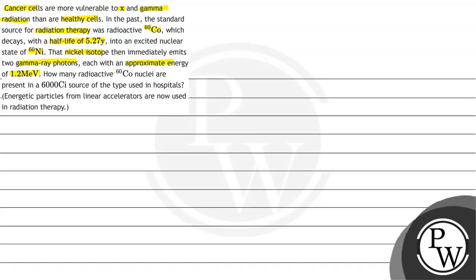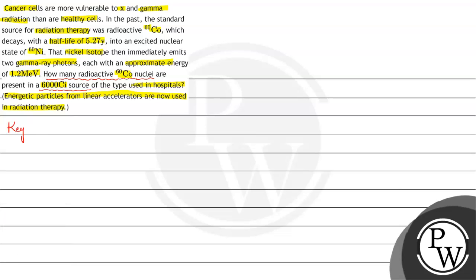How many radioactive 60 cobalt nuclei are present in a 6000 Ci source of the type used in hospital? Energetic particles from linear accelerators are now used in radiation therapy. So what is asked from us is that we have to find the number of radioactive 60 cobalt nuclei present in a 6000 Ci source. Okay, so let us first revise the key concept behind this question.